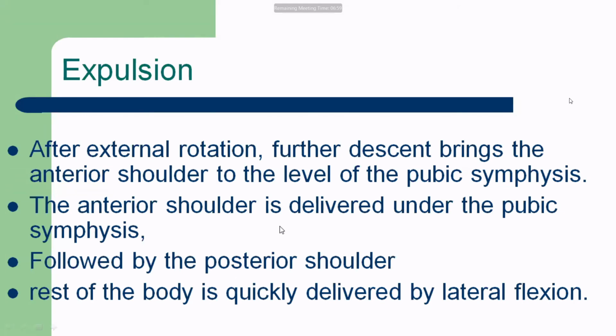All these movements, cardinal movements of mechanism of labor, occur very quickly after crowning and delivery of the head. Most of the time, you will not notice what has occurred, but you will see when the fetal head is being delivered, occiput is towards one of the mother's thighs, right or left, and fetal face is facing towards another thigh. So you can imagine how the fetal head is delivered.